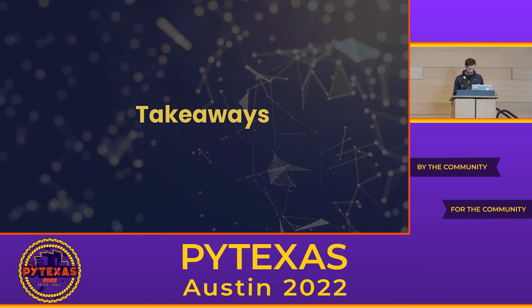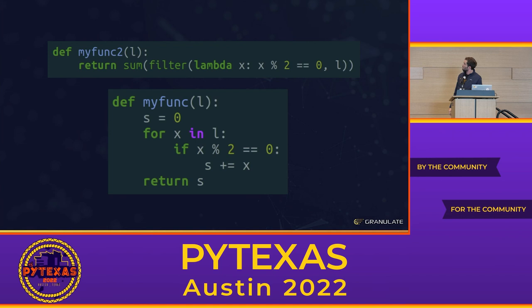Now, some takeaways. From these two snippets, which do the same, which one would you say is faster, and which one is more Pythonic? Well, the top one is the more Pythonic one. It is concise and it is easy to read, but it is about twice as slow.